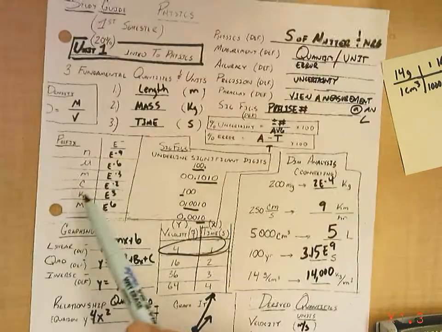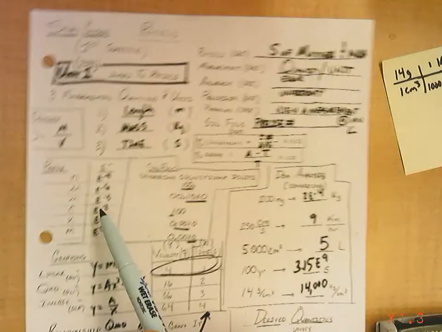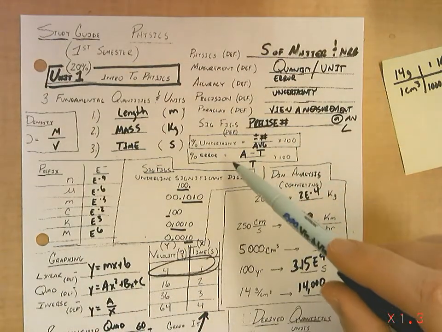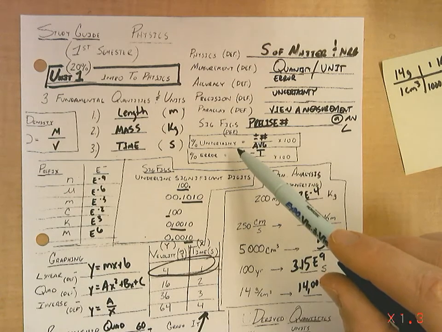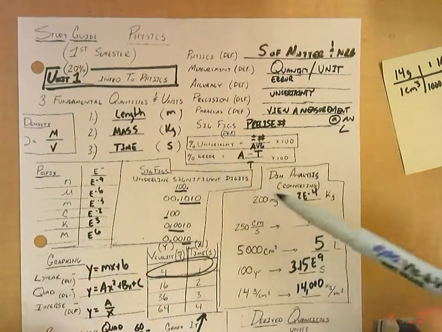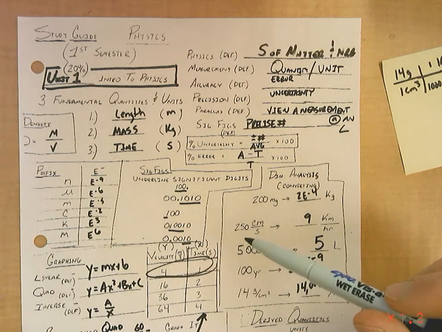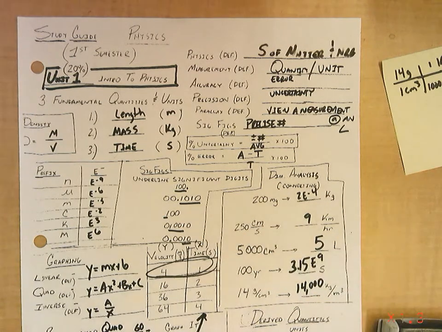Maybe some examples of sig figs. Maybe some prefixes here, especially if you don't know them. Some of your equations that may not be on the front, like percent uncertainty or something like that. More definitions, and then I think density is on the front of your formula sheet. All right, in a minute here I'll work on the next one, and we'll keep this party rolling.